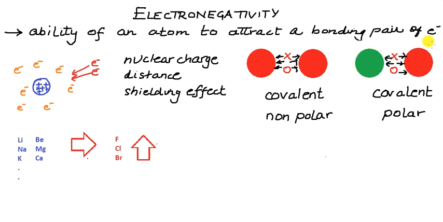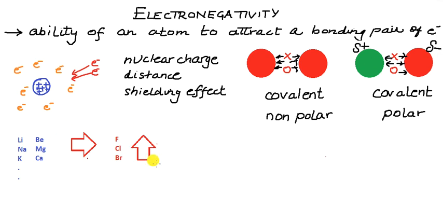So we end up having what we call a dipole on the molecule, and this will be represented by the symbol delta negative and delta positive. This means that there's a partial negative charge here and a partial positive charge here. Now, this is the case when there is a difference in electronegativity, but the difference is not so great.